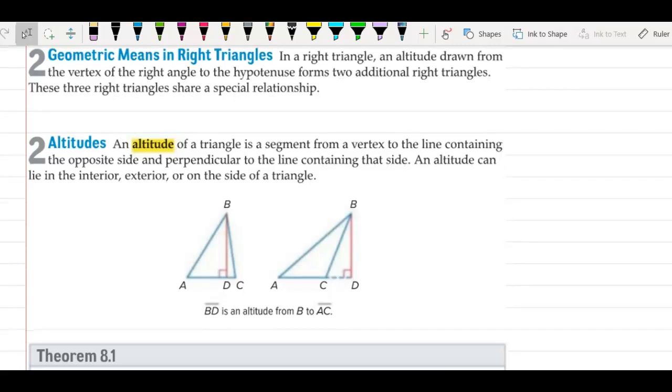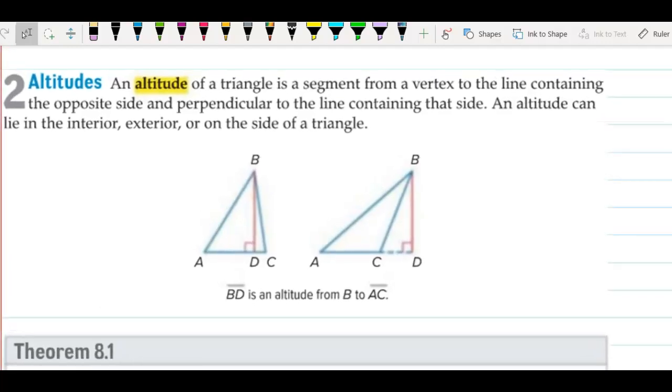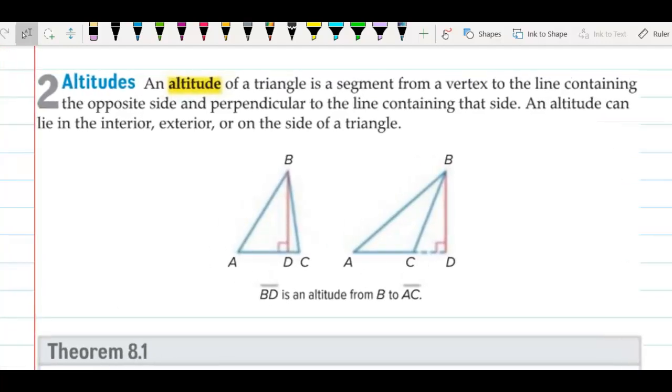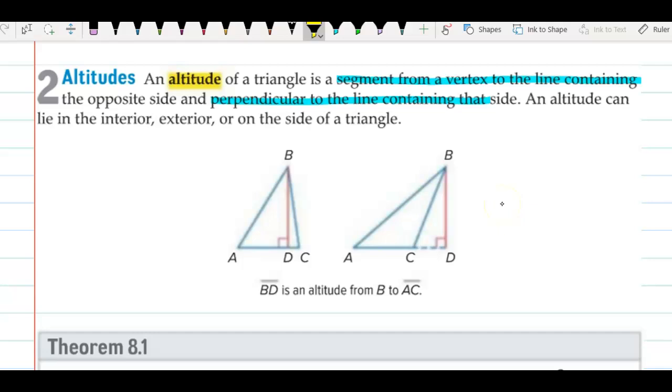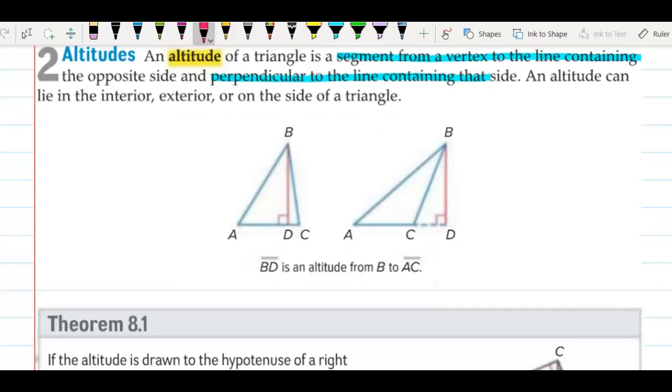But these geometric means have relationships when we talk about right triangles. So we have something called an altitude. Some of you have seen this before, some of you have not. An altitude is a segment from a vertex to the line, and it's perpendicular to the line. So this is always representing the height of the triangle. Sometimes it can be outside, like in the second example, but this always tells you your height if you are finding the area of a triangle.